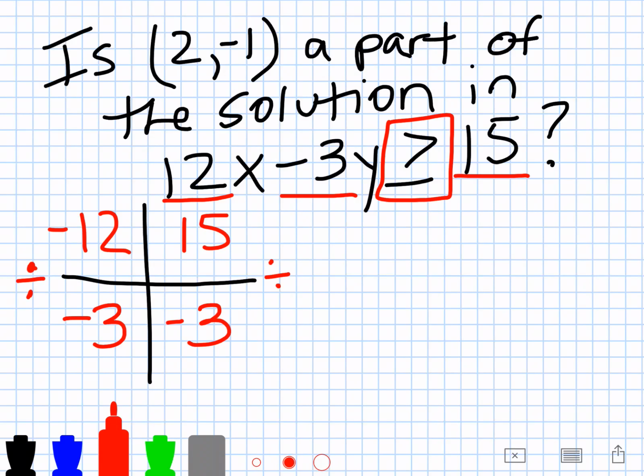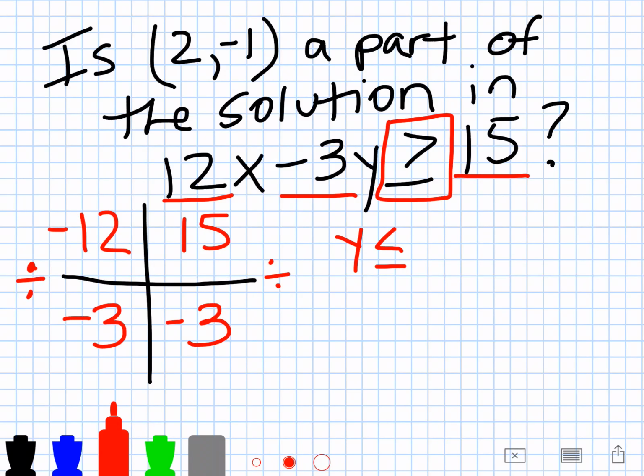So that means when I write my answer here, instead of writing greater than or equal to, because I'm dividing by a -3, my symbol is going to flip. It's going to flip from greater than or equal to, to less than or equal to. So now my answer is y is less than or equal to. Remember, you have to divide from top to bottom.